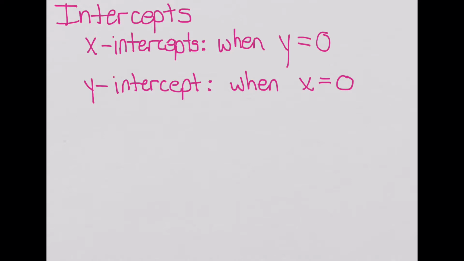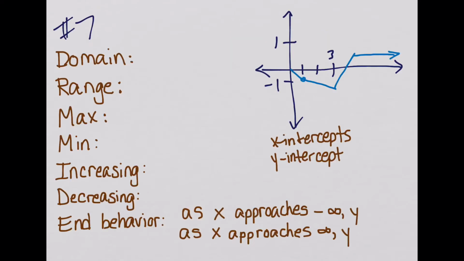Okay, you can go back and find the x and the y intercepts. Remember that you need to write them as points. The x-intercepts are where y equals 0. That will be on the x-axis. And the y-intercept, there's only one per function. That's when x equals 0 and it's on the y-axis.